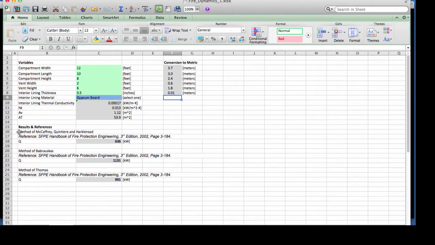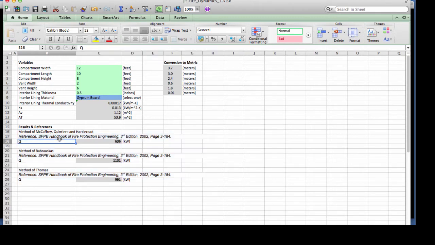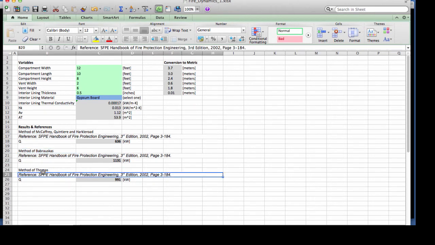And down here, there's actually a number of ways that we have of doing this. Several different calculations that will give us different answers to the same problem, if you will. And the reason for this is they're based off different sets of test data. Maybe some of them are more appropriate to different size rooms than others, or different scenarios than the one we're looking at. So in this case, I've given you 3 here. We've got this method of McCaffrey, Quinteri, and Harkleroad. We've got a method by Bobrowskis, and we've got one by Thomas.